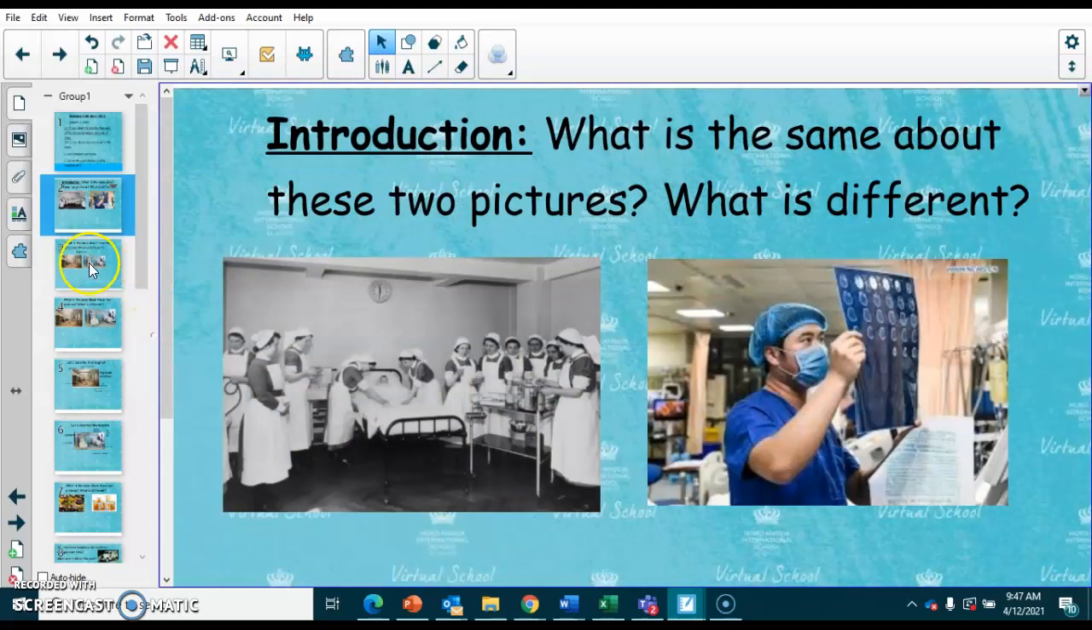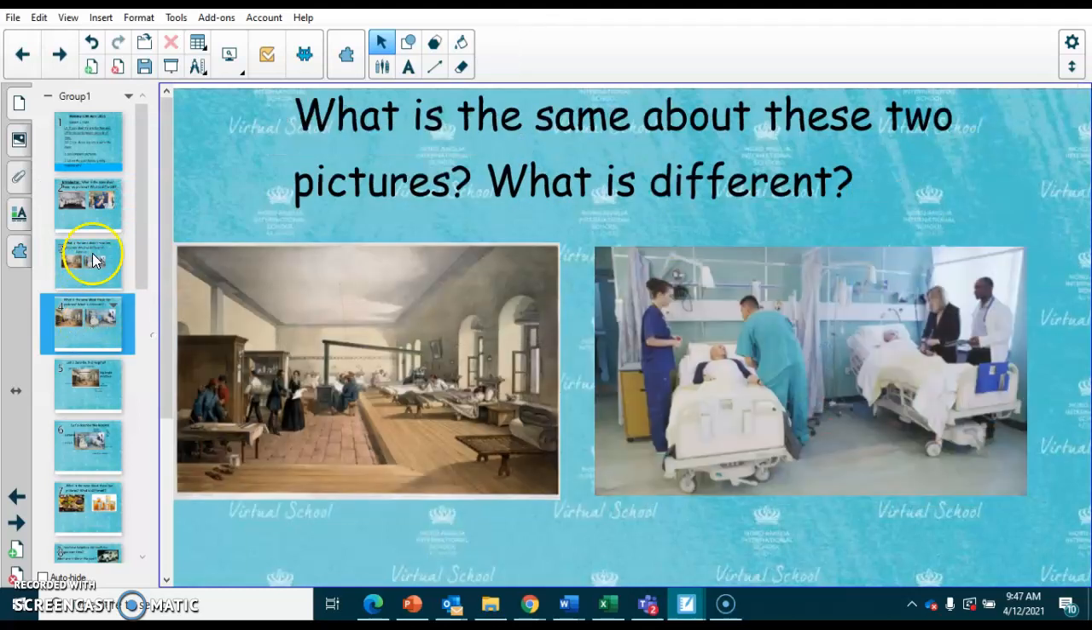So now we have looked at this, and you've put down some similarities and differences. We're going to be looking at here, what's the same about these two pictures, what is different. So have a look at what can you see here, what's different here, what's the same and different about these things.